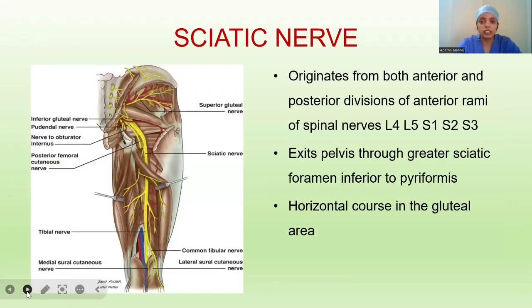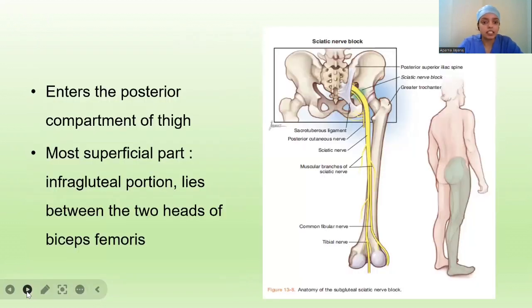Coming to the sciatic nerve, it originates from both anterior and posterior divisions of the anterior primary rami of L4 through S3. It exits the pelvis through the greater sciatic foramen inferior to the piriformis, and in the gluteal area, it has a horizontal course. As it enters the posterior compartment of the thigh, the most superficial part is the infragluteal region. There it lies between the two heads of the biceps femoris, and then it proceeds to travel vertically along the posterior aspect of the thigh.